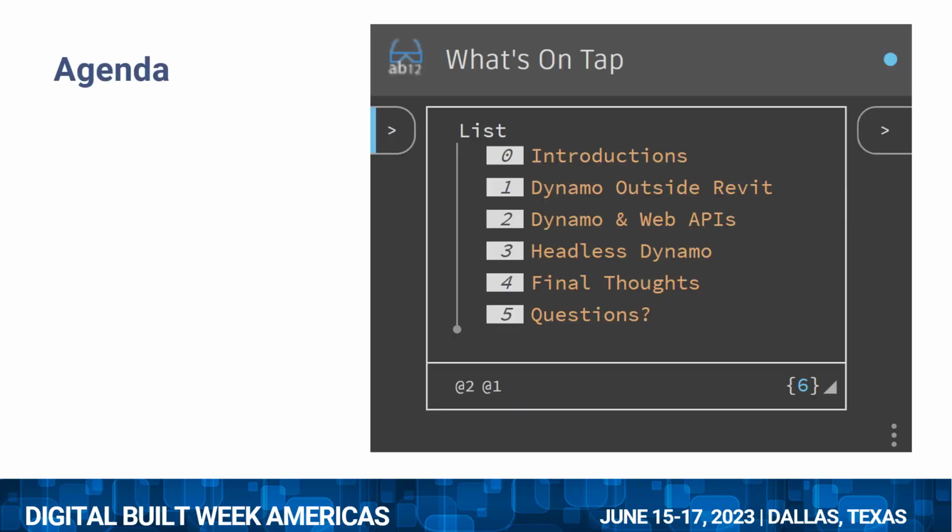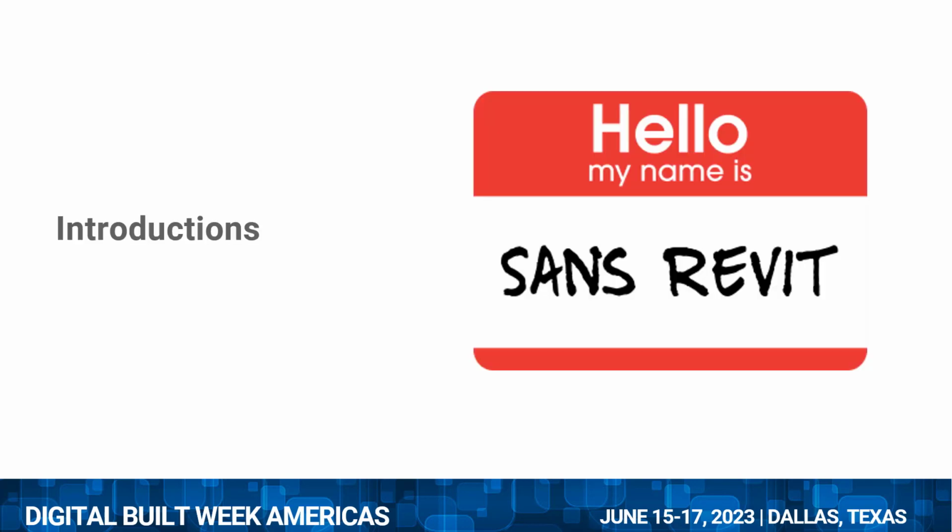So what we're talking about today, we'll do some quick introductions. We'll take a look at Dynamo outside of Revit. We'll take a look at how Dynamo interacts with web APIs. That's the bulk of the presentation. We'll take a look at Dynamo without a head, some final thoughts, and some questions. And then I've got some examples I'll show at the very end.